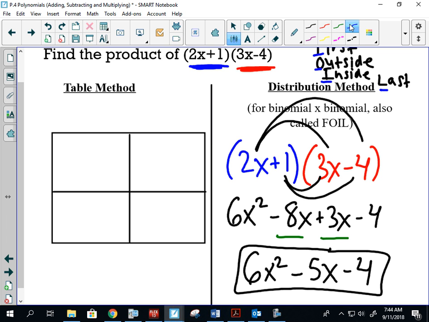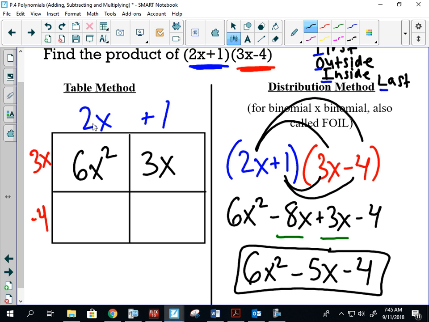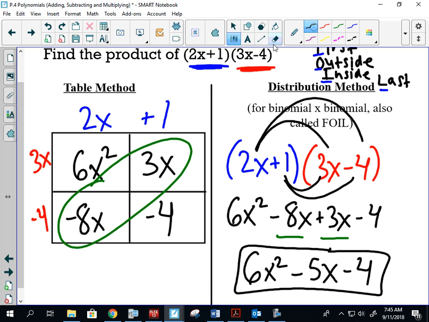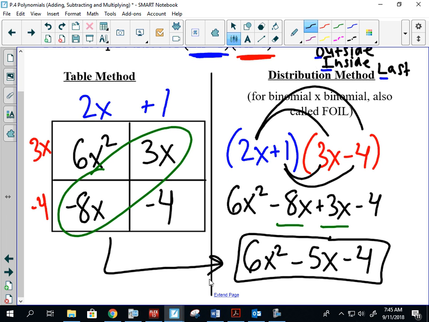If you want to, you can make a little table for it. 2x plus 1 over here, 3x minus 4, and then just multiply like it's an old school multiplication table. 2 times 3 is 6, x times x is x squared. 3 times 1 is 3, x times 1 is x. 2 times negative 4 is minus 8, x times 1 is x. Negative 4 times 1 is negative 4, and then all I do is combine my like terms, and my like terms are always going to be diagonal from one another. And when I do that, I'm going to see I get the exact same answer as over here. So it doesn't matter which tool you use, it's just you have to make correct mathematical steps.